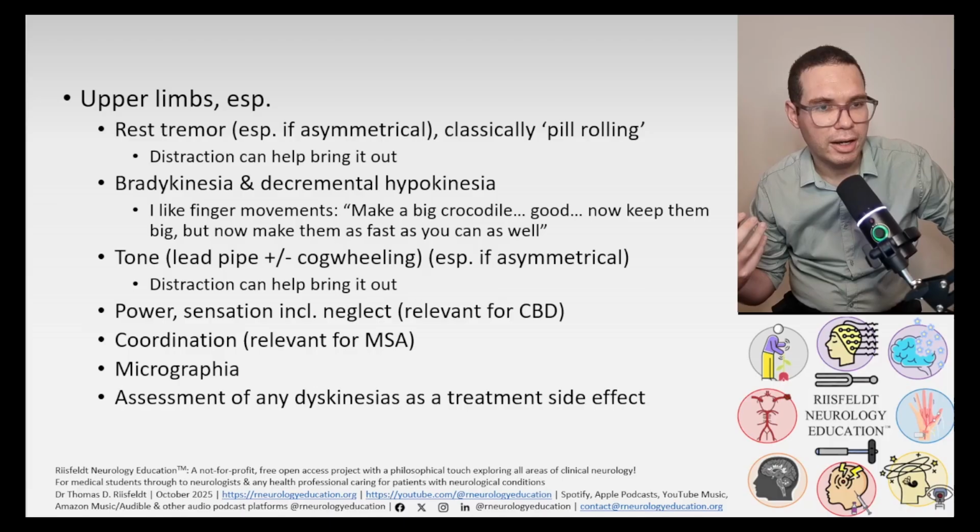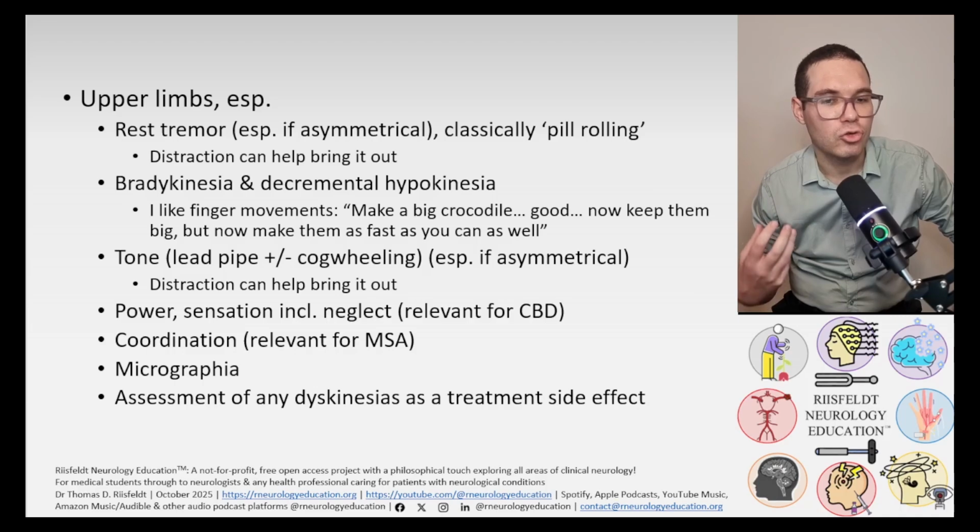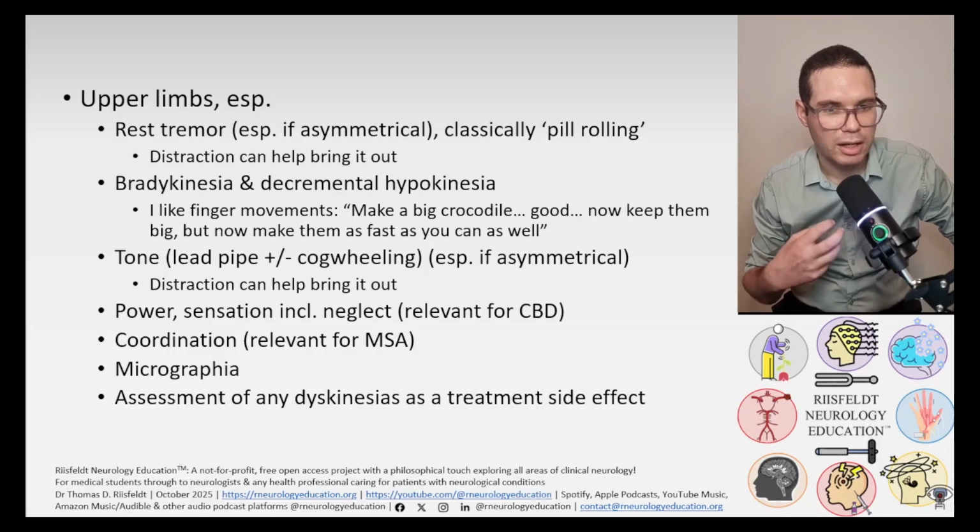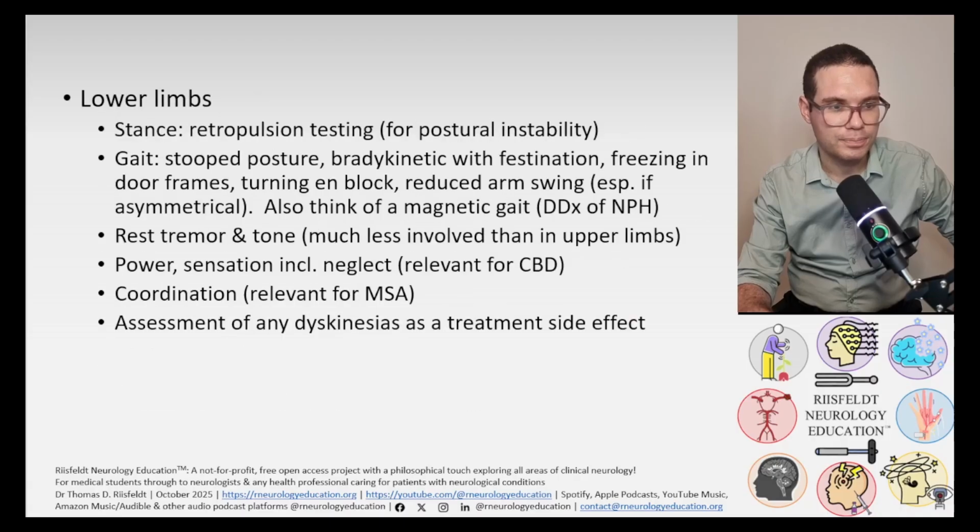And if the patient has very, very small handwriting, then that is typical of Parkinson's disease. And of course, you'll be taking note in your inspection as well of any obvious dyskinesias that may be emerging as a treatment side effect if the patient is on treatment. So especially if they're on levodopa or similar and they're excessively on and they have dyskinetic, so excessive hyperkinetic movements, not just a tremor, but dyskinesias, then that's very important to take note of.